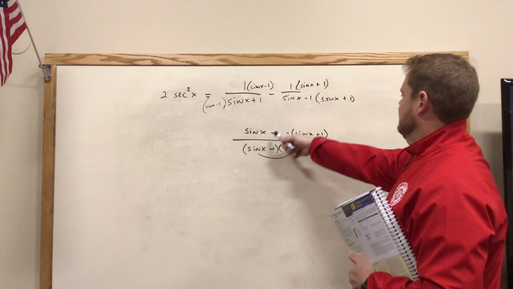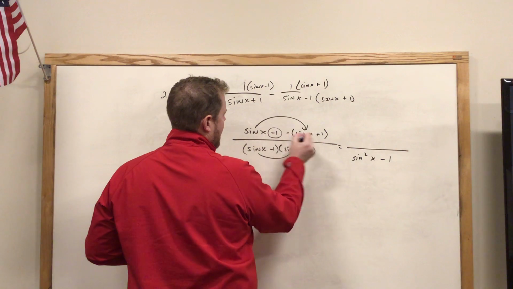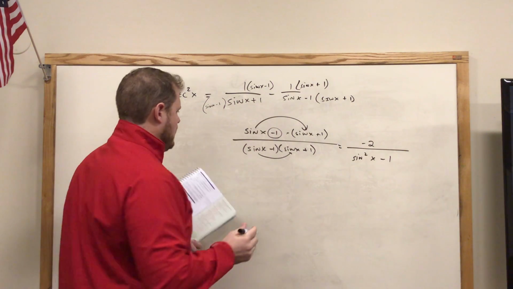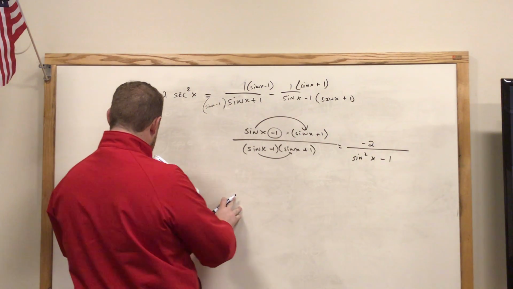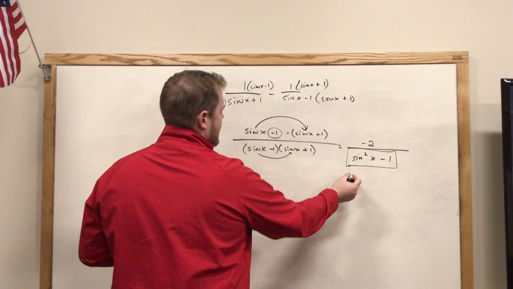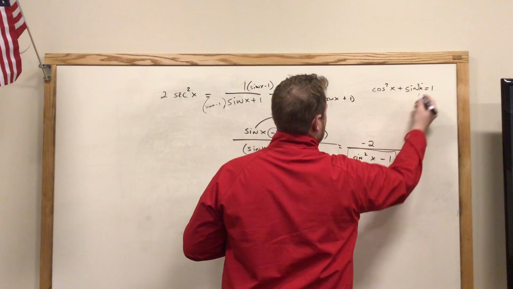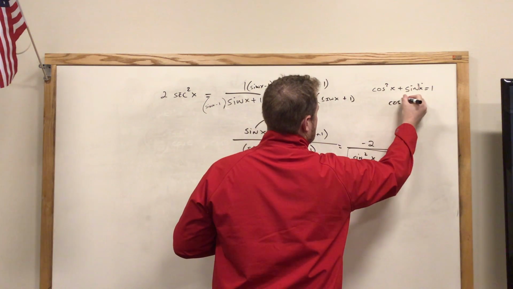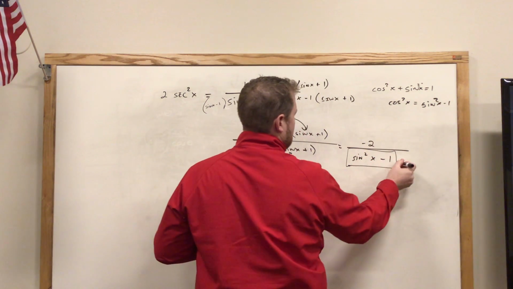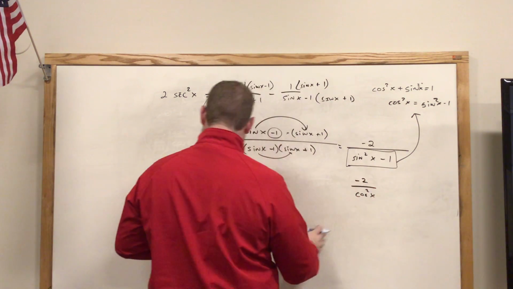And then what's the top going to be? Sine x minus sine x is going to be 0. Minus 1 minus 1 gives me a minus 2. Okay? So this is what we're left with when we do that. Now, what's the next step? Well, remember, we were talking about this right here. What's another way to write cosine squared x plus sine squared x equals 1? So cosine squared x equals 1 minus sine squared x. Look familiar? Yeah, so I'm left with minus 2 over cosine squared x. Now what do I do?